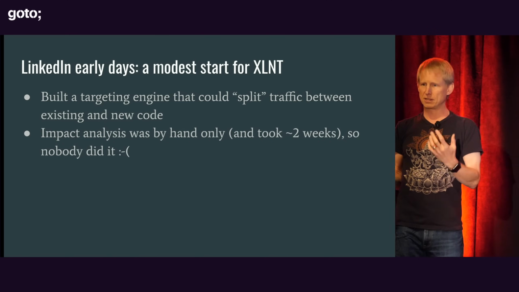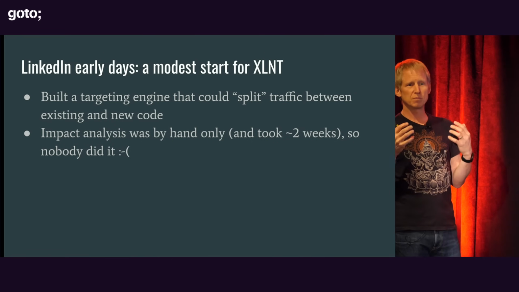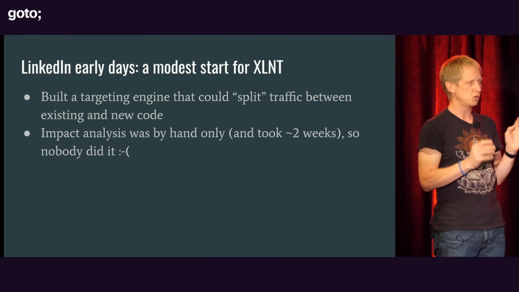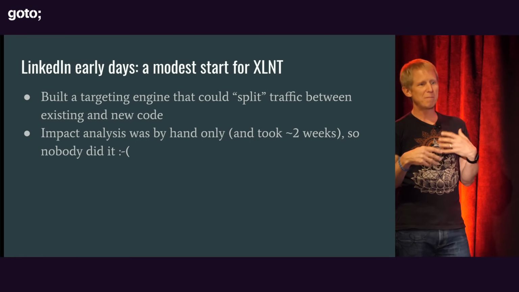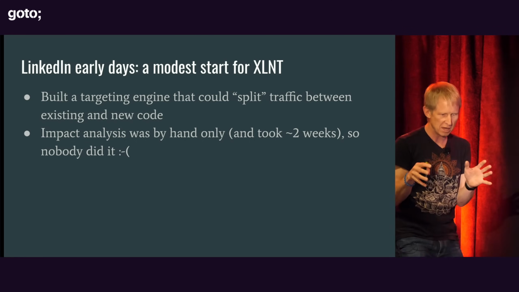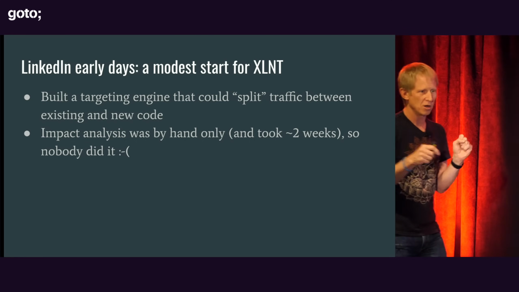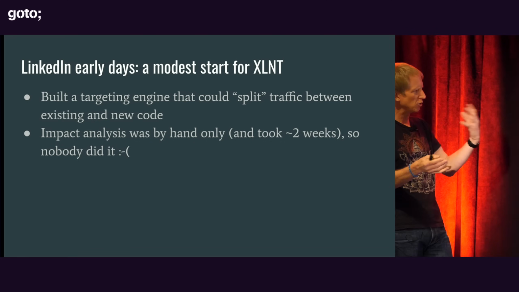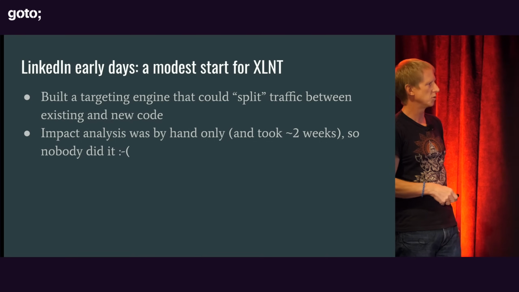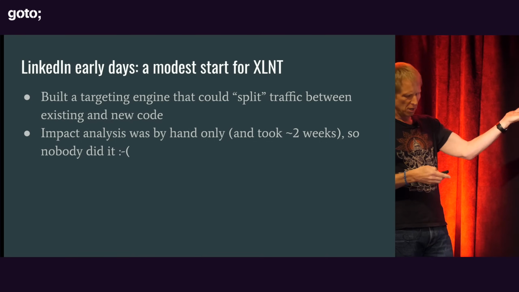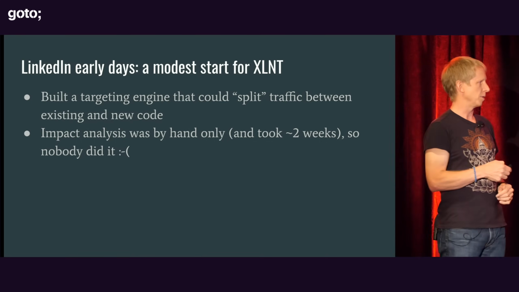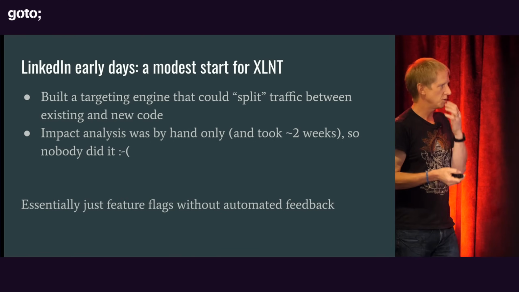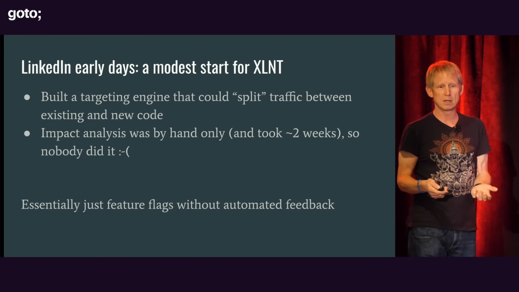They had data scientists here and there, and if they wanted to do some analysis on how it was going, it was a 2-week process, and it involved begging favors. It wasn't like somebody was waiting there saying, oh, you launched a feature, I'll have your analysis by tomorrow. They'd beg a favor, and it took about 2 weeks to get all the data marshaled and come up with results. As a general rule, nobody did it, right? Didn't happen much. So essentially what they had was feature flags without the automated feedback.